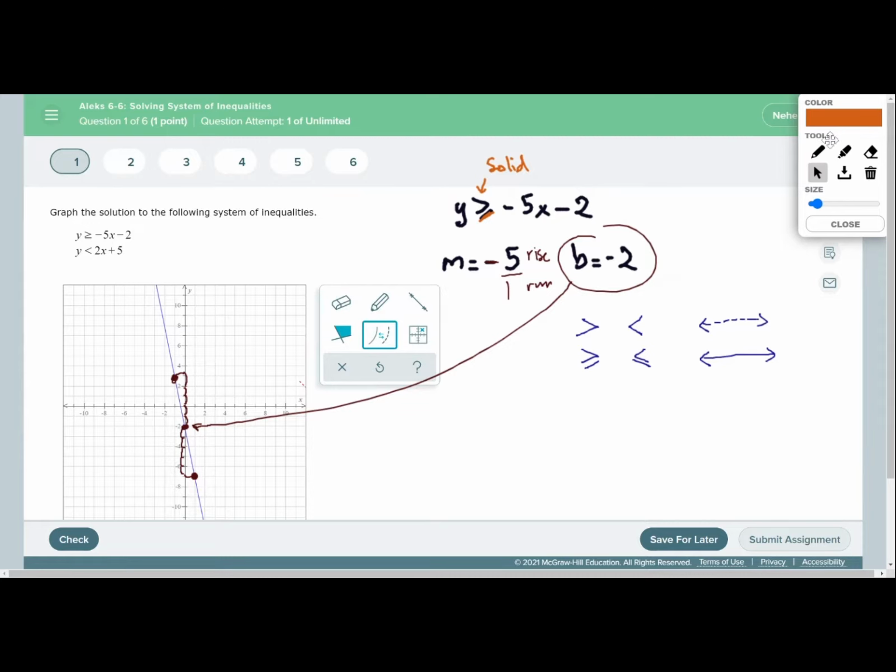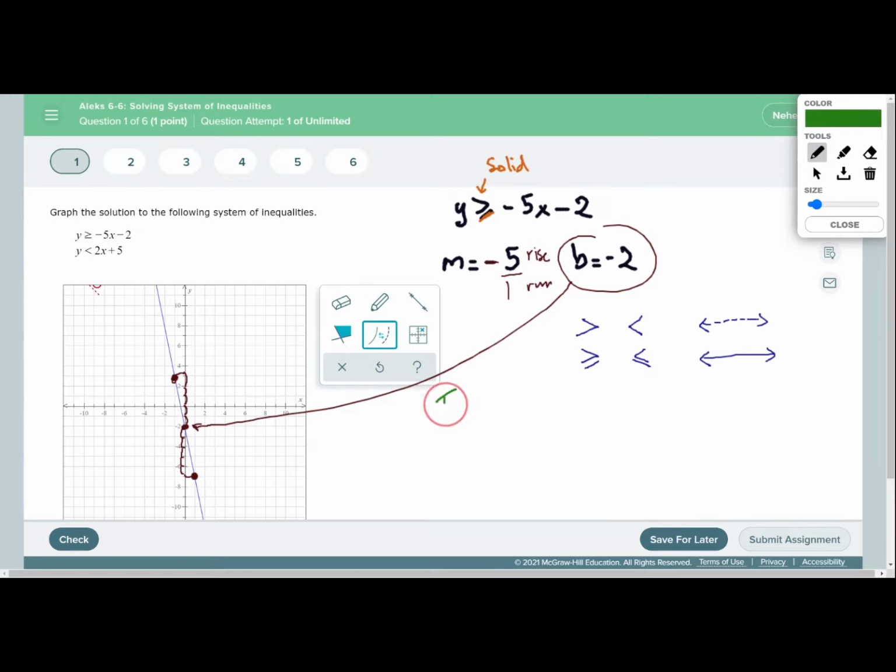Now what we're going to do is the test point. So what is a test point? With a test point, you find out which section, above the line or below the line, is part of your answer. If the answer is above the line, whatever point you choose there will give you a true statement. If the answer is below the line, whatever point you choose there is going to be a solution of that line.